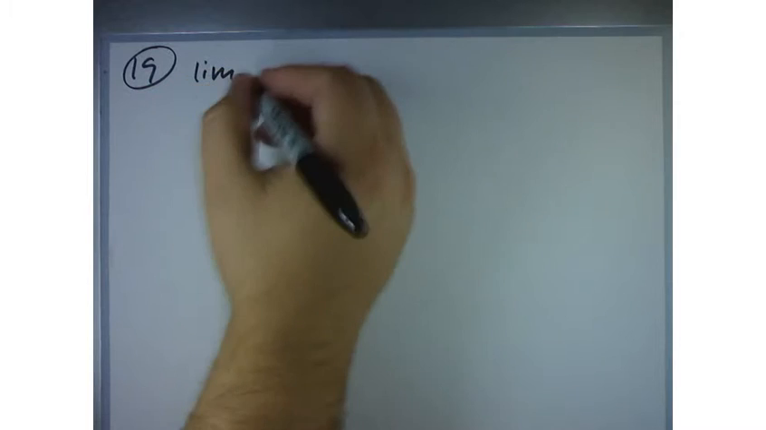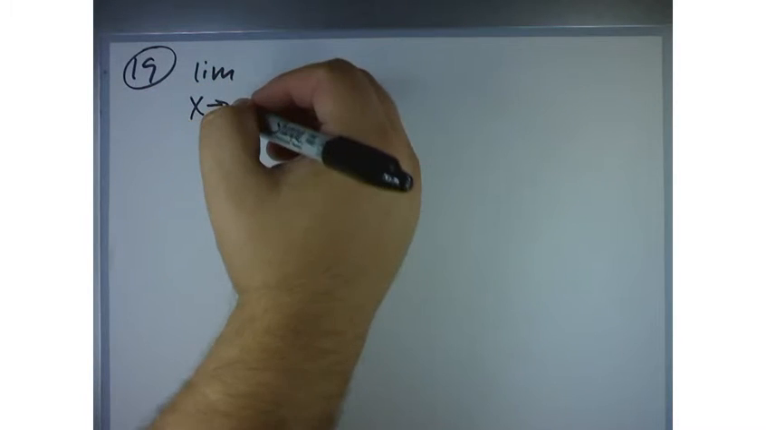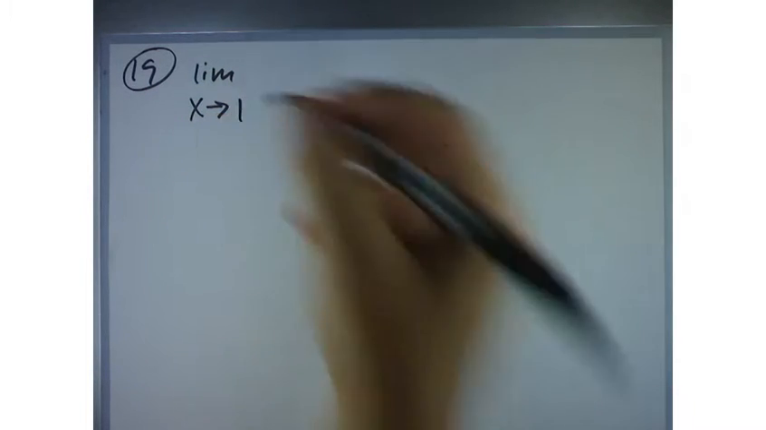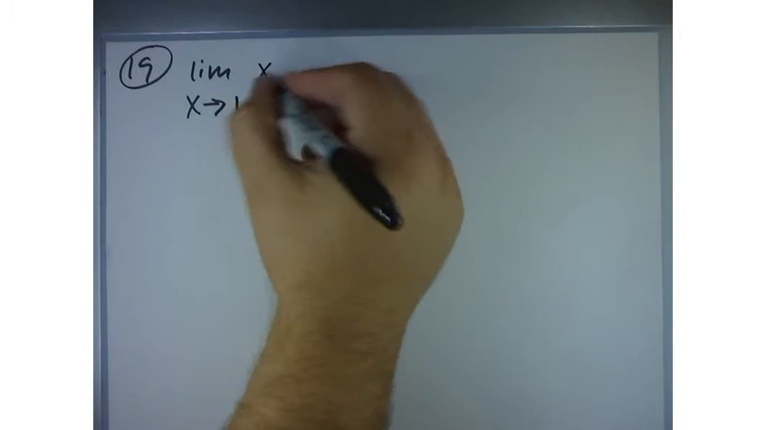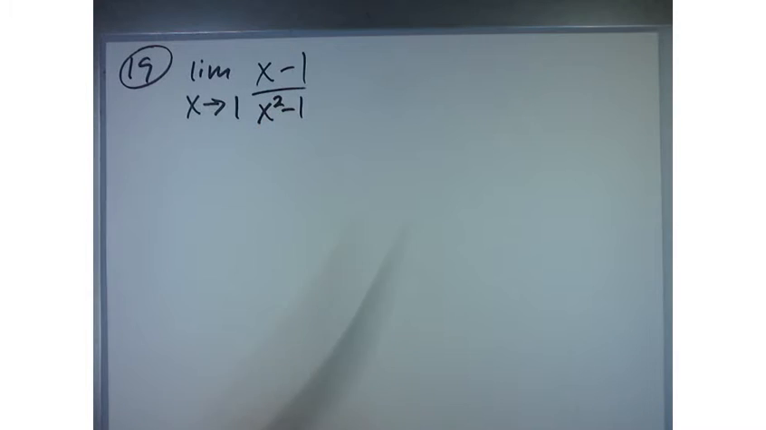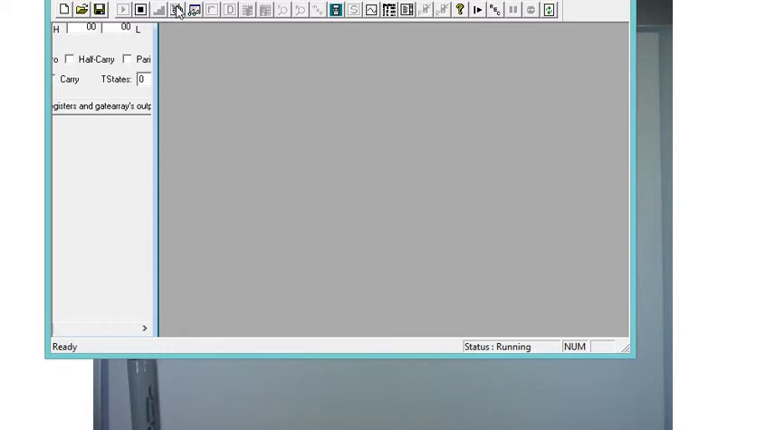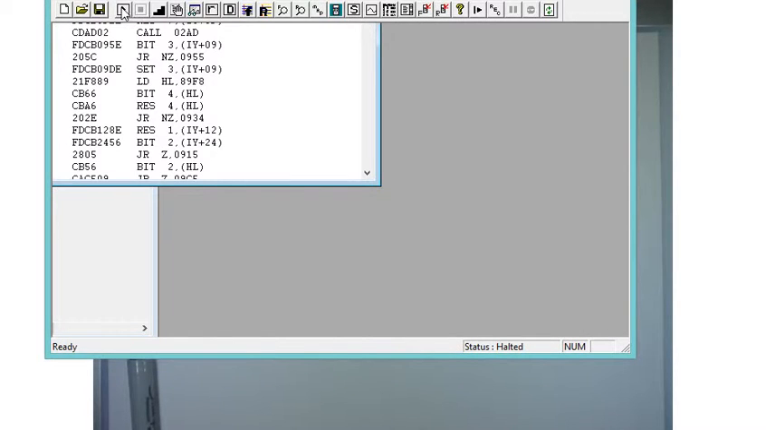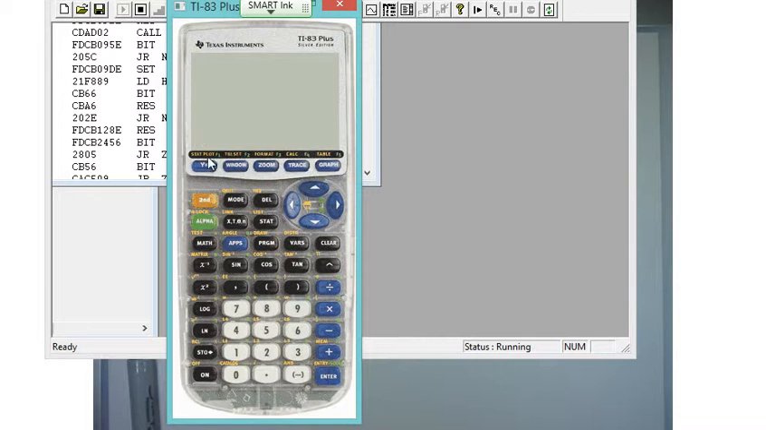Alright, for problem number 19, we're asked to find the limit of a particular function, x minus 1 over x squared minus 1. Problem is, when I plug in 1 for x, my denominator will go to 0. Now, if I graph this on a graphing calculator, we could probably get the limit by looking at it as we approach from negative and positive infinity.